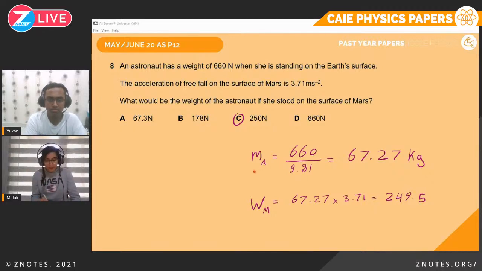For finding the mass, we just divide the force by the acceleration of free fall on Earth. Because right now she's standing on Earth, we need to find her mass. We know the acceleration of free fall is 9.81; it's given to you in the front of the paper. We divide them, you get the mass, and then you find the weight on Mars by multiplying the mass with the acceleration of free fall on Mars. And you get an answer. You should round it to the nearest answer which you have in the choices.